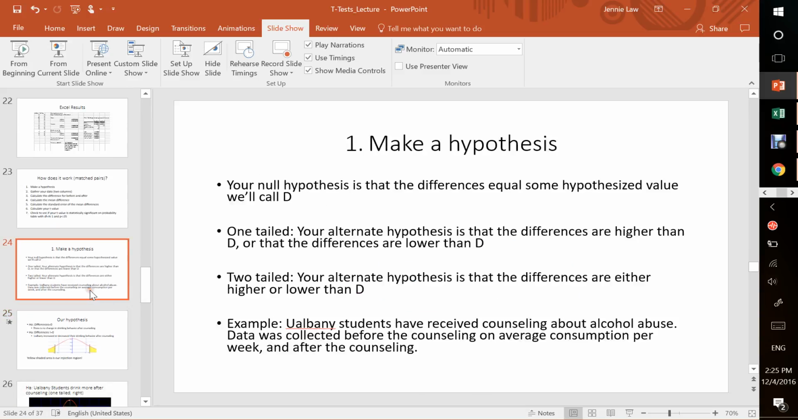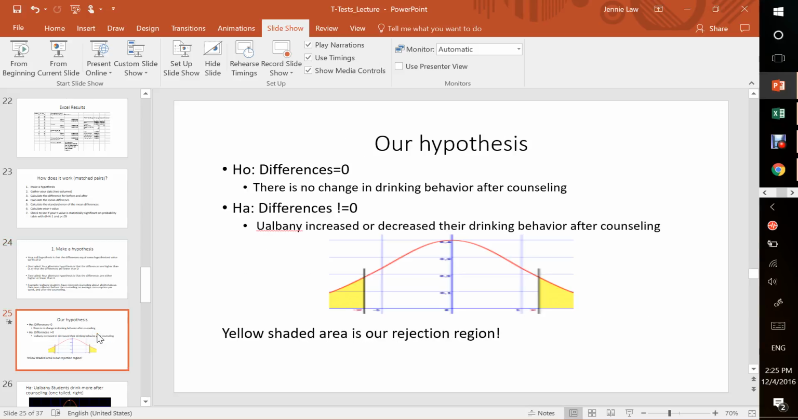So in the example that we went over in class, I'd said that we're going to imagine that you Albany students, we took a measure of how much they drink per week before they received counseling about alcohol abuse. Then we collected data after the counseling on how much they were drinking per week. And what we want to do is to figure out if the counseling had an effect. So we're saying, is there a difference between how much you Albany students were drinking before counseling as compared to what they were drinking after the counseling?